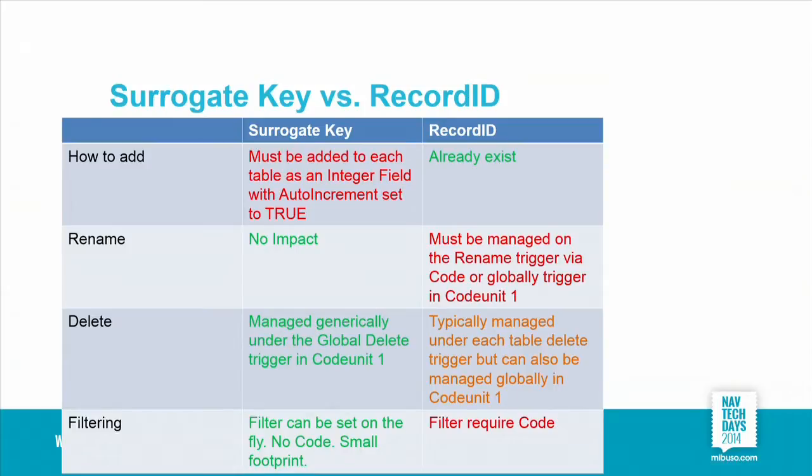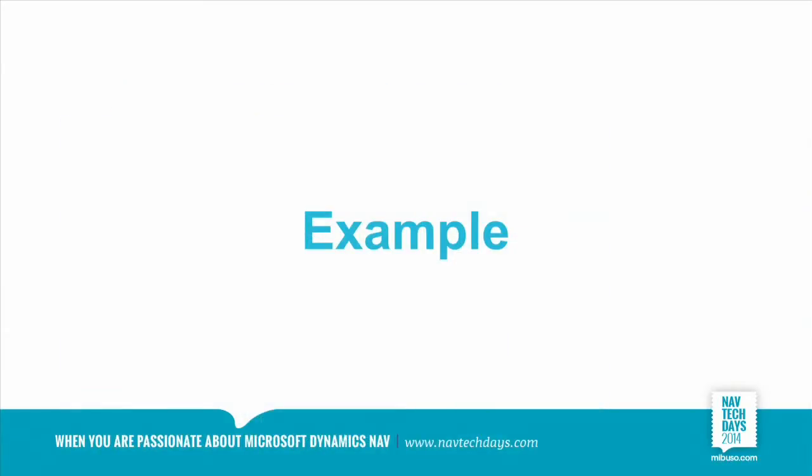The auto increment is much easier because it's a field in the table. I can just put a filter. So if I want to add comments to an item or to my rental item or to my service item, all I need to do is just add the page, put the filter, done. So I keep my footprint very, very small by using surrogate keys compared to record ID. So let me show you an example.